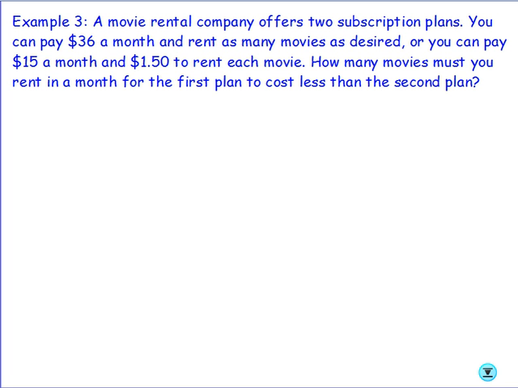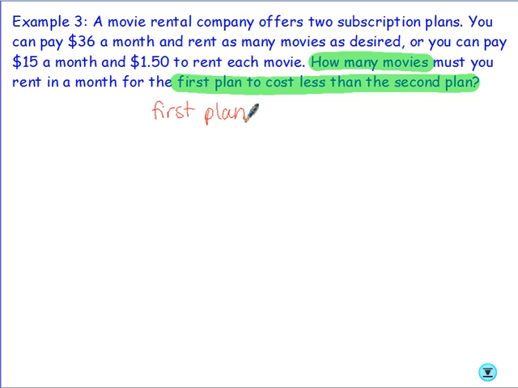So I always start with the question. The question wants to know a couple of things. It wants to know how many movies, and it wants to know when the first plan costs less than the second plan. Those are the 2 really important things. So I'm going to use a little bit of symbols to start with. I want to know when is the first plan, here's my first symbol, less than the second plan. Notice I just took a little bit of words and changed them into a symbol.